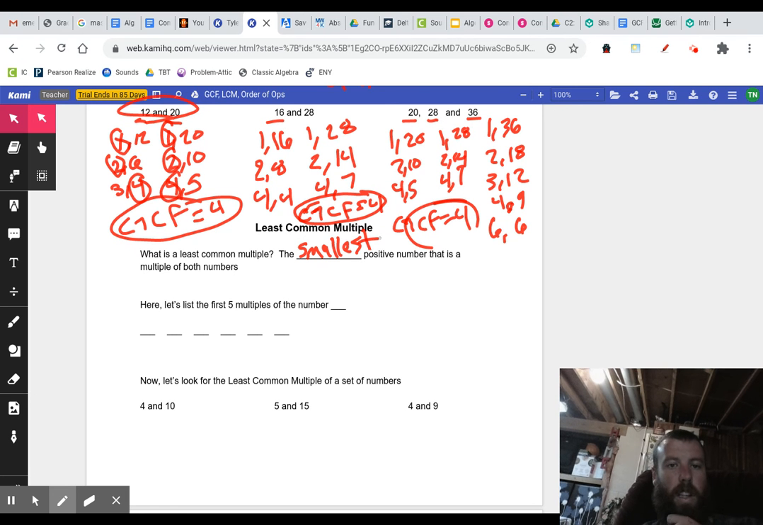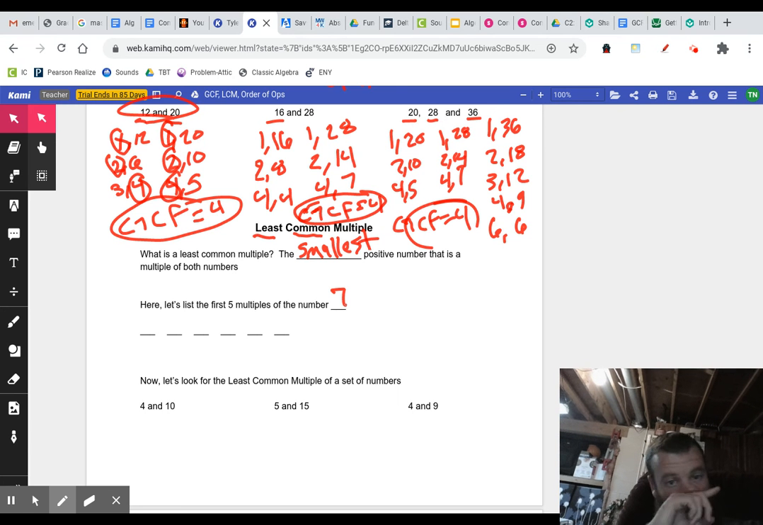So we need to know the least, right, is where it gets smallest. Common, again, just like up above, is shared. Multiple is almost the opposite of a factor, right? When we say multiple, you think of multiply. If I'm going to list multiples of a number, we'll give an example. Here's a list of the first 5 multiples of the number. Let's go with the number 7, right? So I need to list the first 5 multiples of 7.